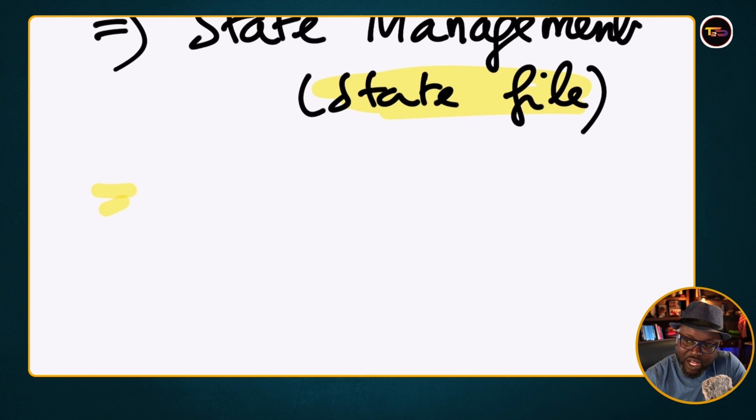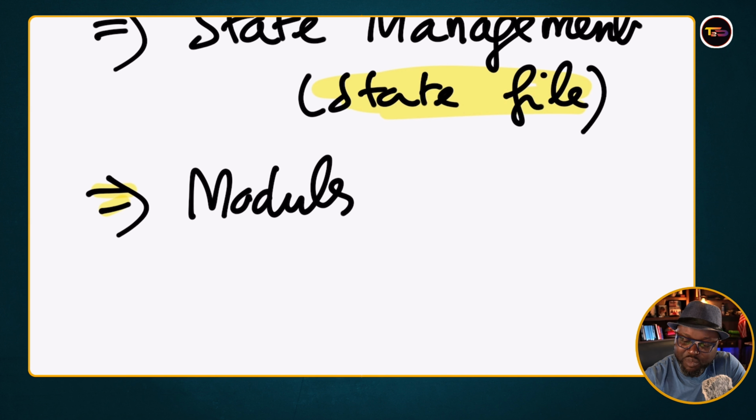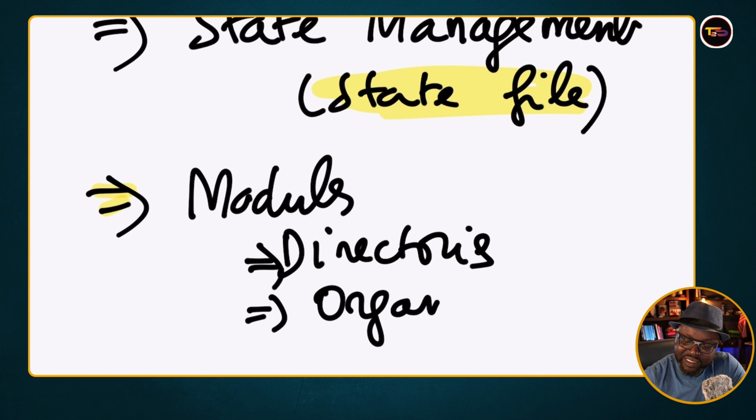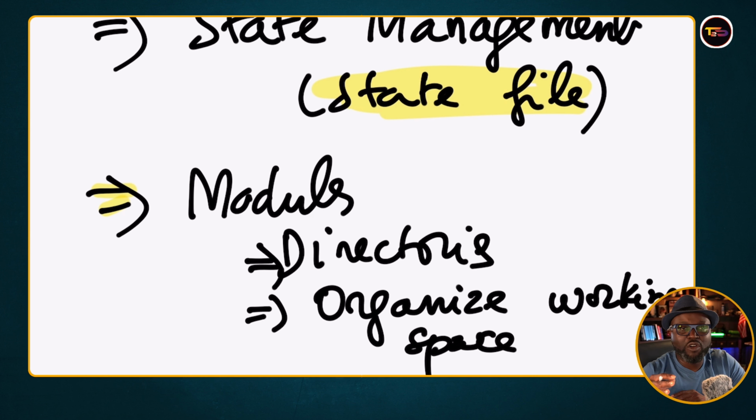Then the other concept is modules, and modules are pretty much like directories that you create. You use them to organize your working space, so you organize your configuration files into working spaces, if that makes sense. For example, let's say you can have modules here.